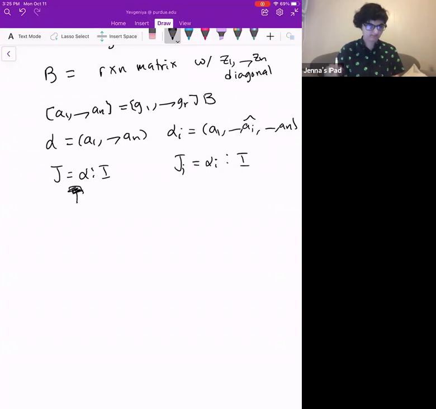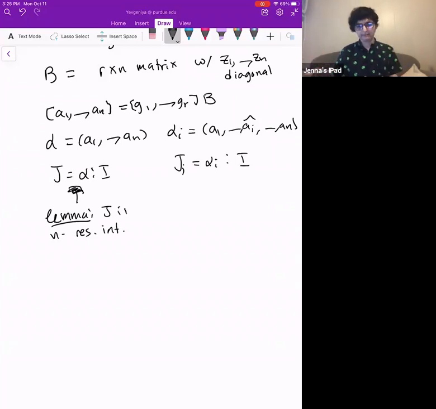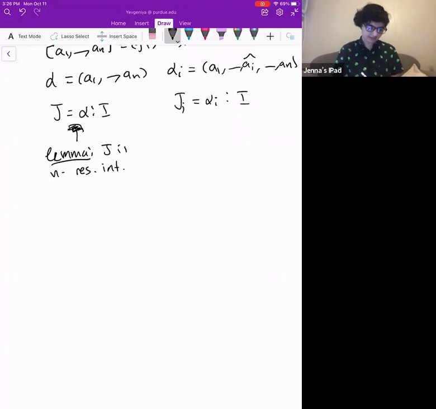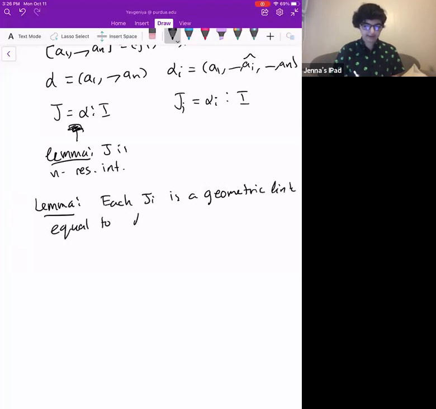Now we have a little lemma here, and it's mostly proved through bean counting, that J is an n-residual intersection of I. And then we have a slightly more involved lemma that is still mostly proved through bean counting, that each Ji is a geometric link equal to alpha i plus the ideal generated by mi,j. Now, I'm not going to tell you what specifically these mij's are. All you need to know is that these are square-free monomials.